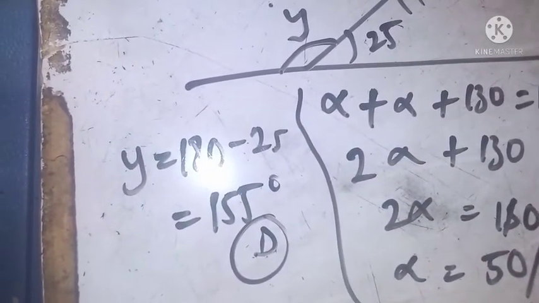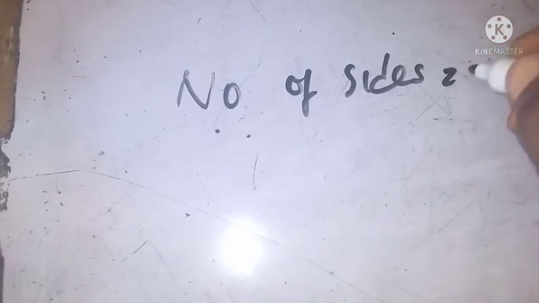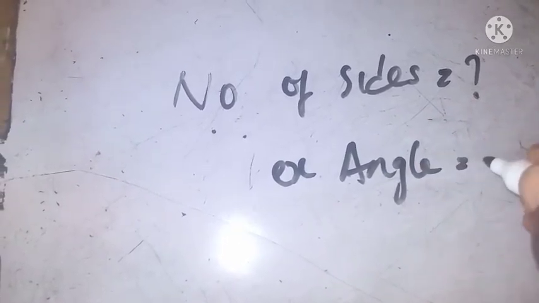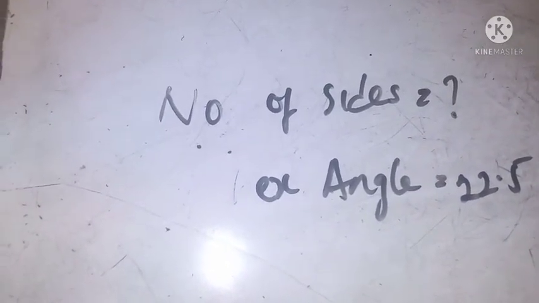You can also check your question for more clarification. Okay, now the next question said the exterior angle of a regular polygon is 22.5. Find the number of sides. They said the polygon is regular. At first I didn't recollect the kind of formula to use, but I reasoned that since the number of sides is what they asked us, and they said exterior angle is 22.5 and it is a regular polygon, that means no side has more angle than the others.